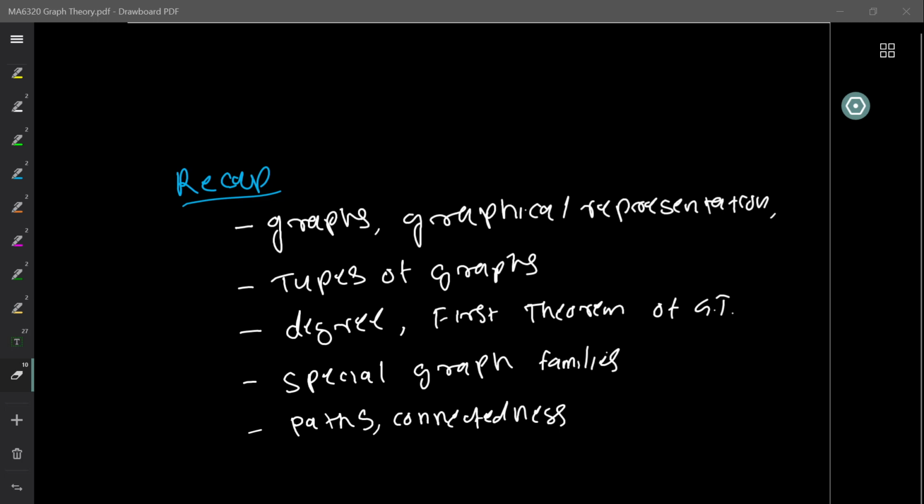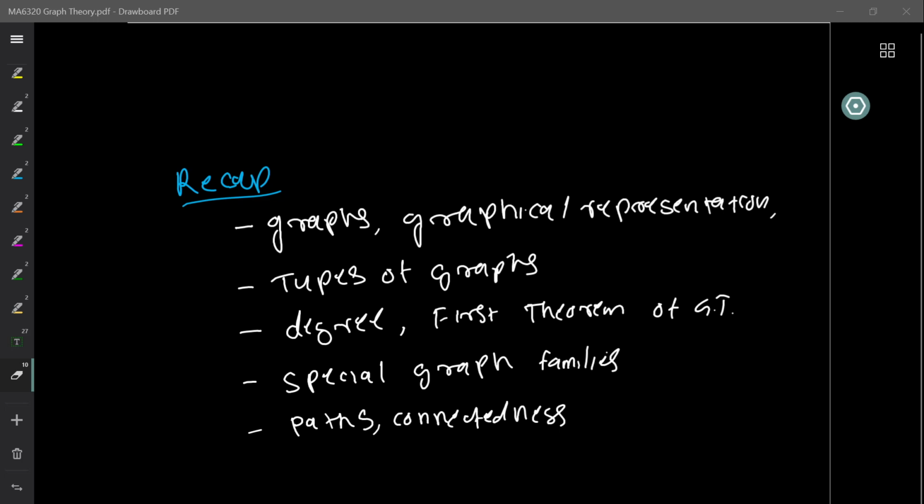So let us start with a recap of the previous lecture. In the previous lecture, we started with the definition of graphs, and then we saw that graphs can be represented as a diagram. Then we studied different types of graphs like simple graphs, multigraphs, graphs with loops, and without loops.